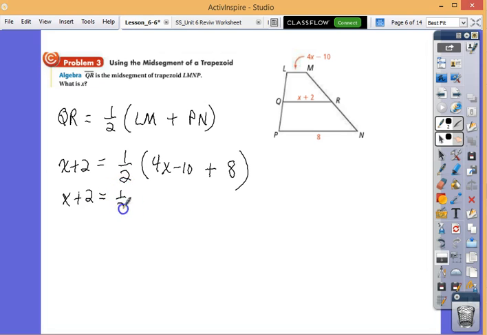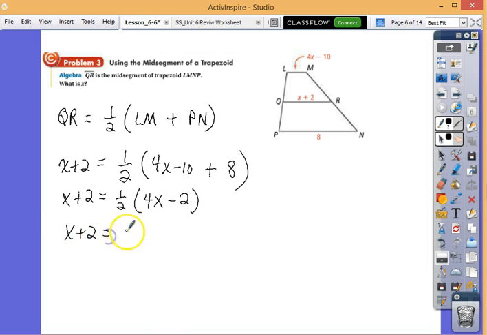So the first thing I'm going to do is combine like terms in my group. That's how you solve an equation. You CLT first. So combine like terms, or you simplify groups first. So 4x minus 10 plus 8 is going to be 4x minus 2. We okay with that? Then you distribute.